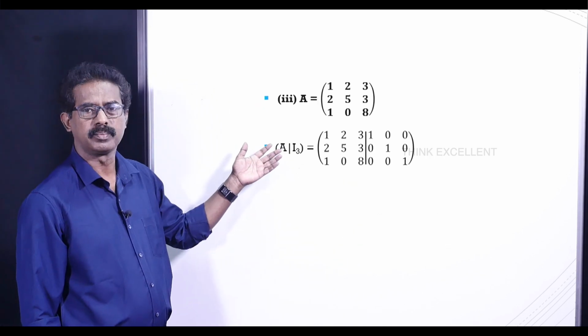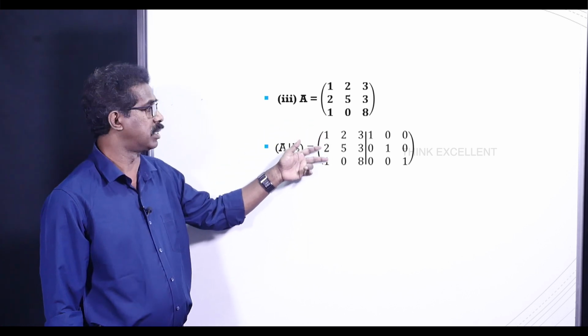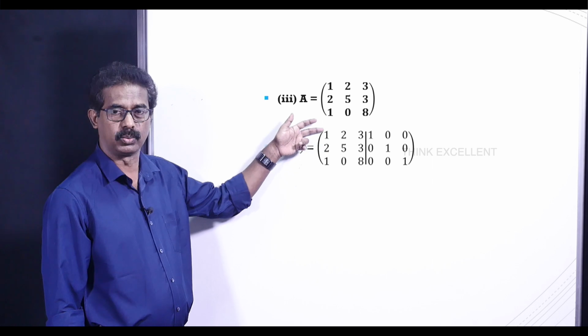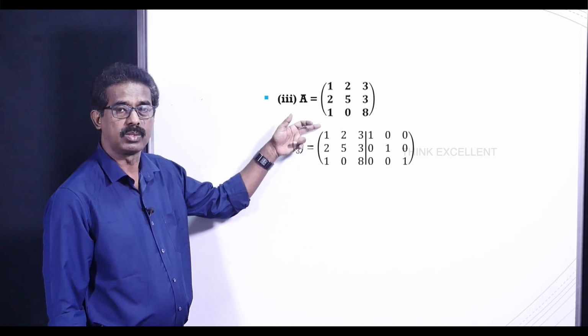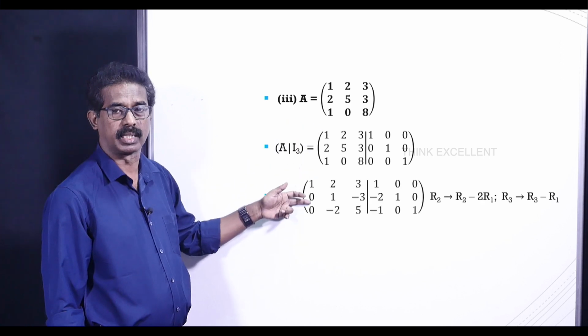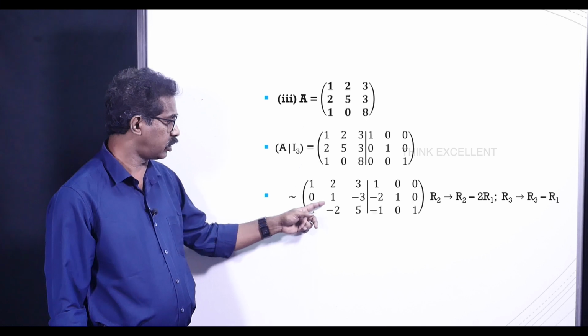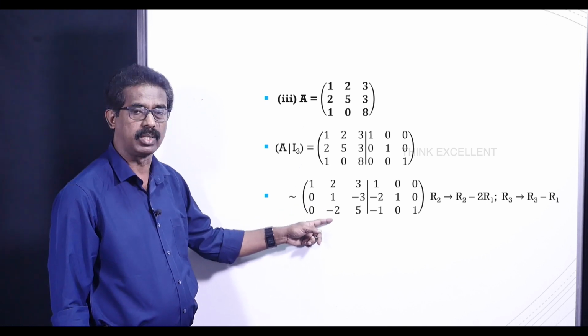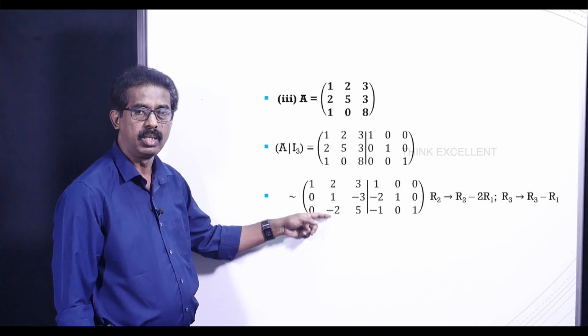Similar question. Again the first element is 1. Make the other two elements 0. The 2 becomes minus 2, and this one you can make 0 very easily. How? 1 minus 1, 0, and you get this step. Now first row, first element 1, below that 0. Second row, second element is 1. I want to make this 0. How can you make this 0? Minus 2 plus 2.